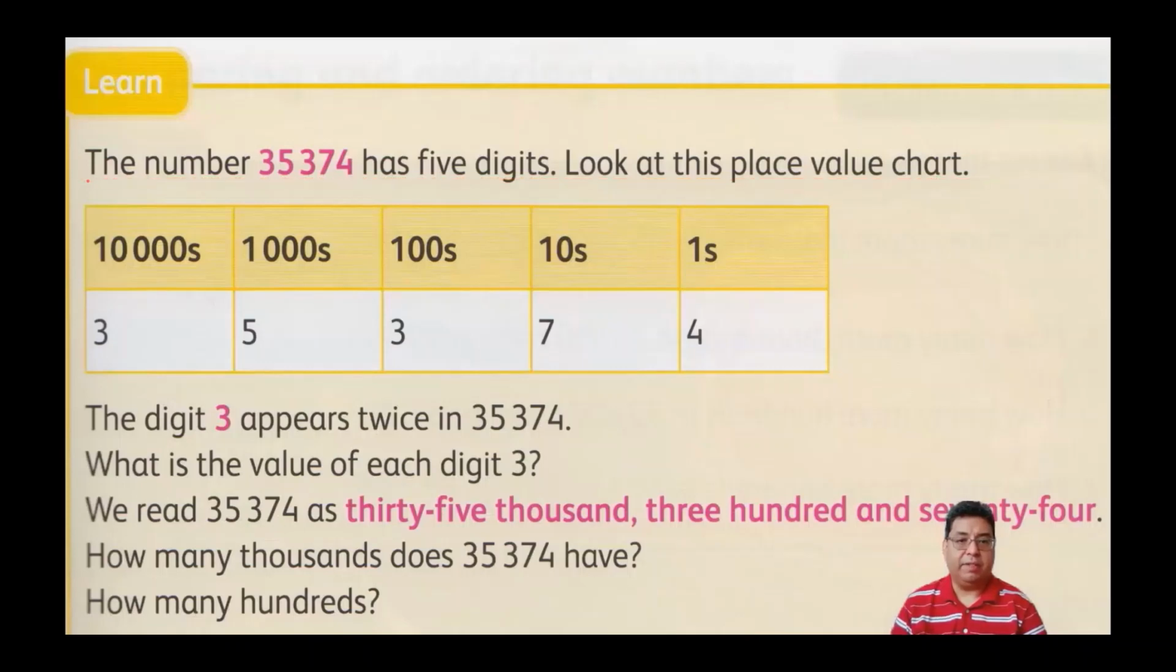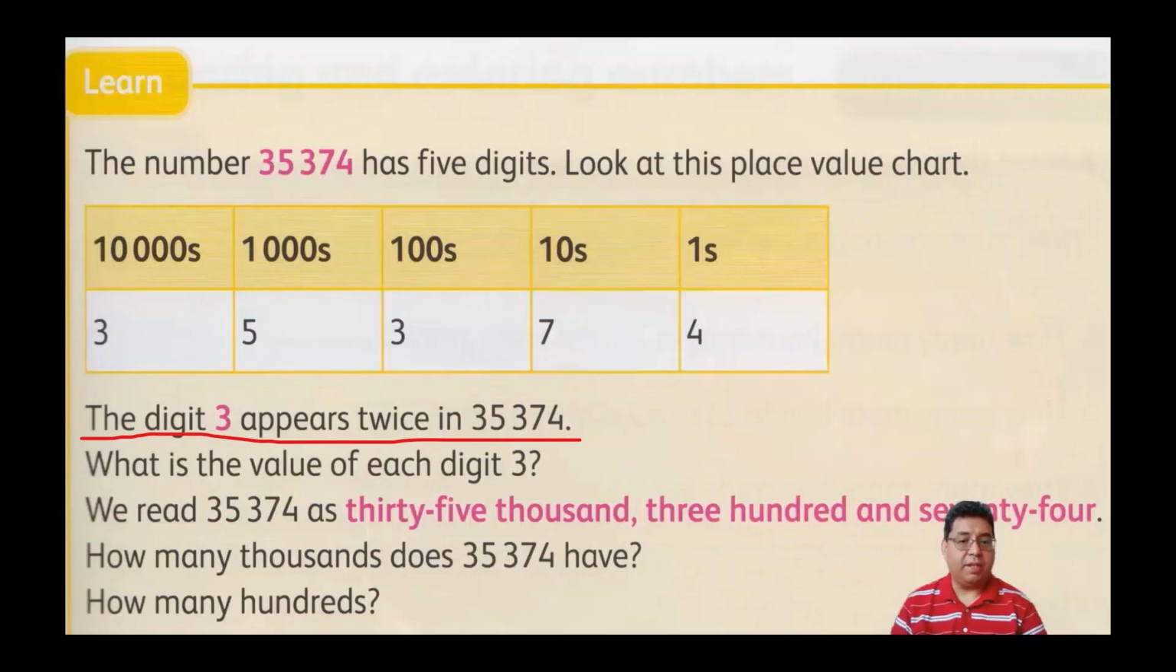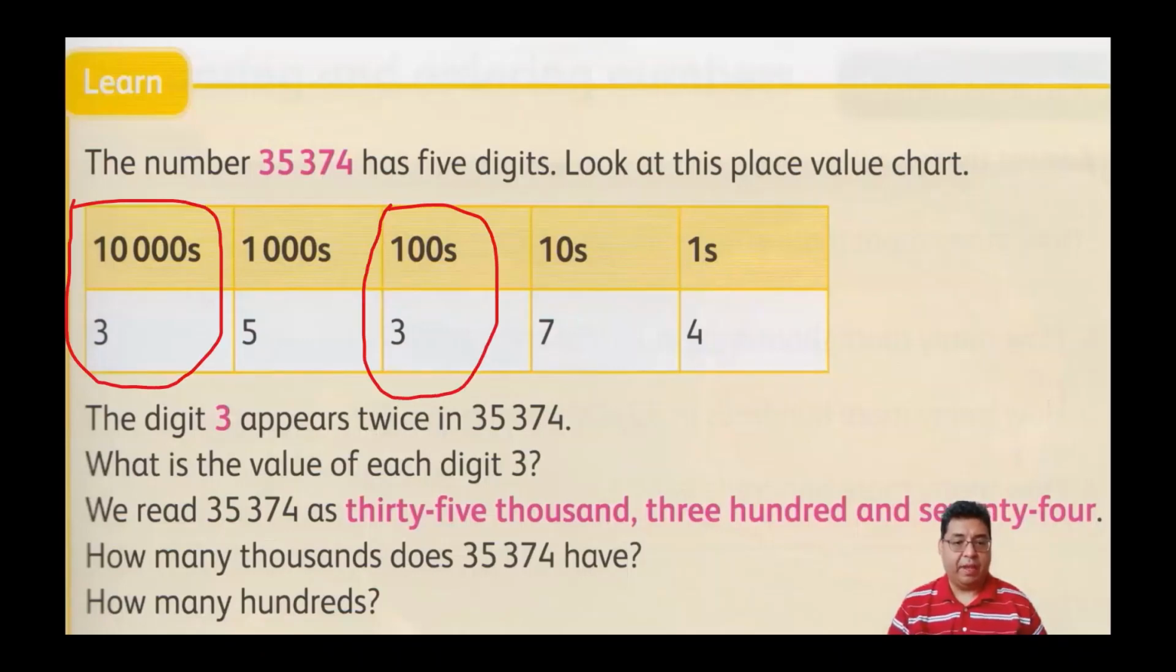For this part here, we have the number 35,374, which has 5 digits. Look at this place value chart. So here's a place value chart showing the 5 digits. The digit 3 appears twice in 35,374. So you can see there's the digit 3 here and here. So what is the value of each digit 3?